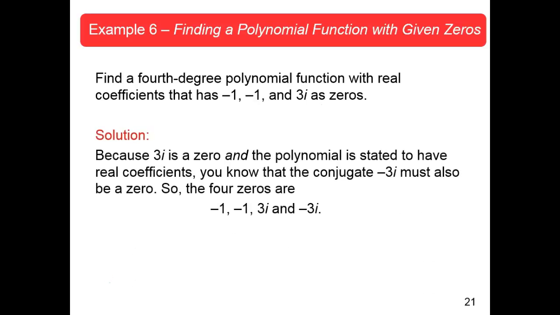Because 3i is a zero, a complex zero, and the polynomial is stated to have only real coefficients, you know that the conjugate, 0 minus 3i, must also be a zero. So there you have your four zeros. That's all the zeros you have, so you're set. What do you do next?